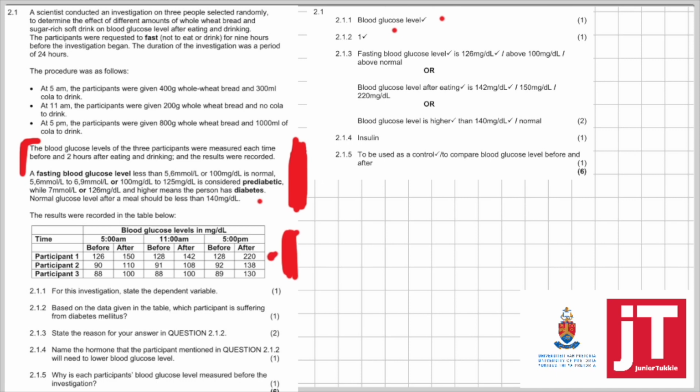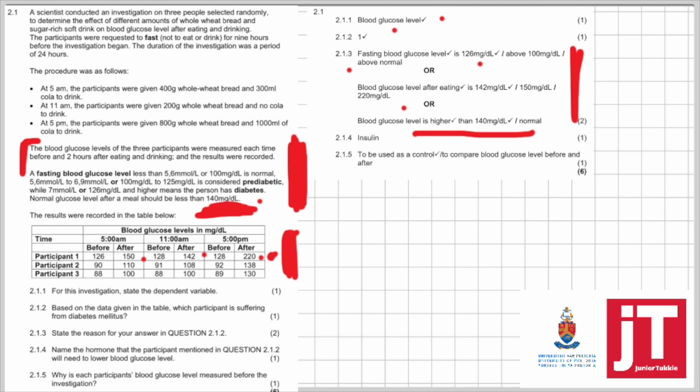Alright, 2.1.3. State a reason for your answer. So why do you say it's 1? So fasting blood glucose level is 126. Okay. After the person ate, look what the levels were: 142, 150 or 220. So you look here. Immediately it should be below 140. So we know it. And here it's good because the memo wants reasons from the table. So you must give the reason why. Okay. So you could have answered this way, or you could have answered with the second reason, or you could have just said the blood glucose level is higher than 140. For me, I was just looking at the 140 milligrams.